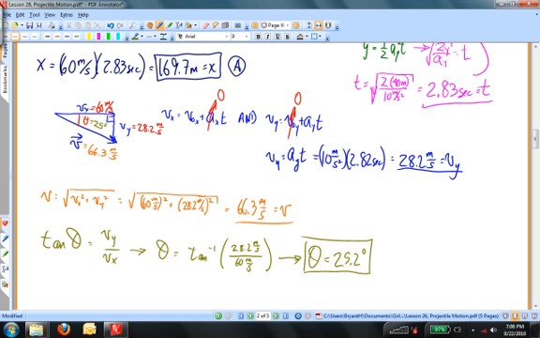So that solves this problem. In part A, I found that the range was 170 meters roughly, and in part B, I found that at the instant right before the object hits the ground, it's traveling at a speed of 66.3 meters per second at an angle of 25 degrees below the horizontal. That is the first example.